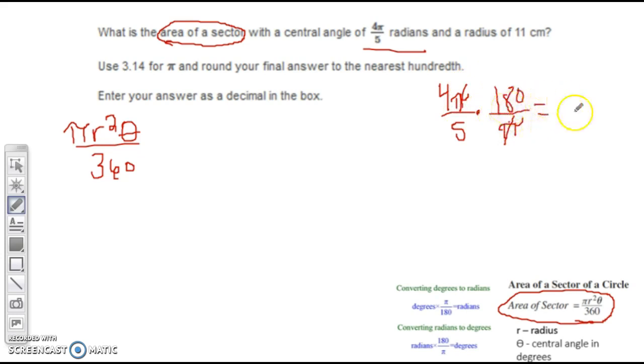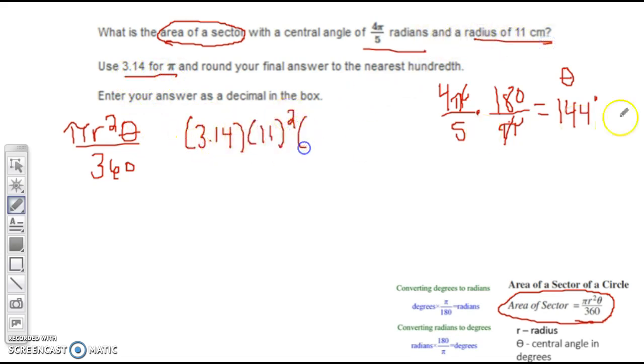Oh, this one is a pretty answer. Yay! So this is exactly 144 degrees. That's cool because then we don't have to plug it in as a fraction. We can plug it in as exactly 144 degrees. So we're going to just plug everything in. 3.14 for pi. Radius is 11. Make sure we square it. Theta is 144 all over 360. And then we're going to do a little bit of calculator work.